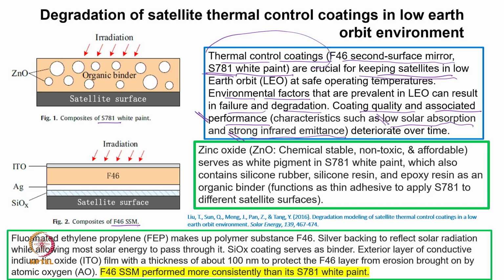Now, in a first coating which is conventional, in that case particularly zinc oxide is used as a kind of pigment. The zinc oxide has been selected because it is chemically stable as well as non-toxic and affordable, meaning the cost is not very high.